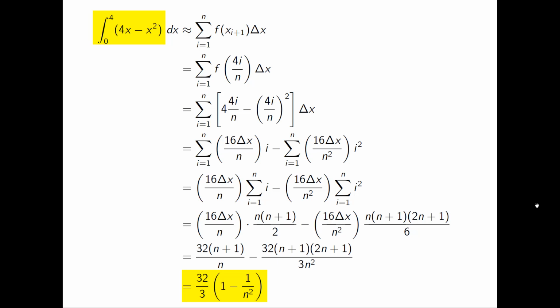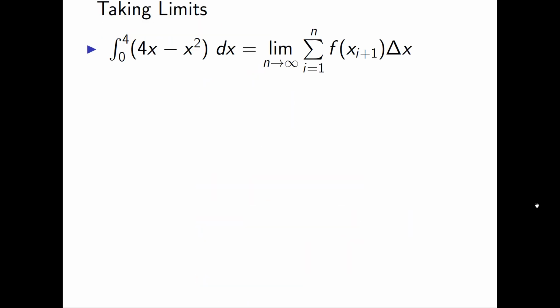But from what we've been seeing, the whole point is that we take the limit as n goes to infinity of that to get the perfect answer. So in this case, we take the limit as n goes to infinity of 32 over 3 times 1 minus 1 over n squared. And of course, as n goes to infinity, this piece goes to 0. So it's just 32 over 3.